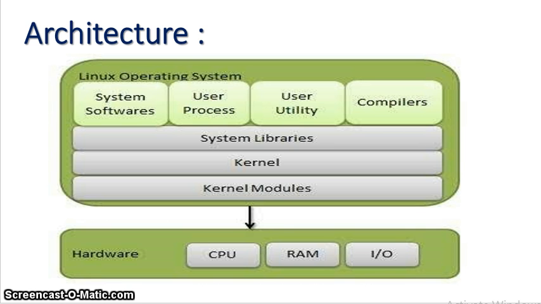As shown in this figure, hardware and applications are bridged by a kernel. In applications, system softwares, user processes, user utilities, compilers are linked to hardware with the help of kernel.